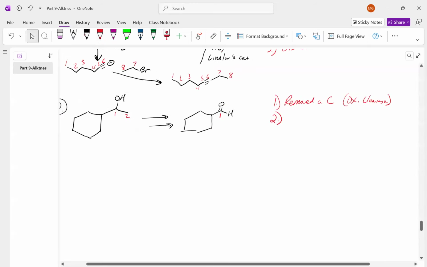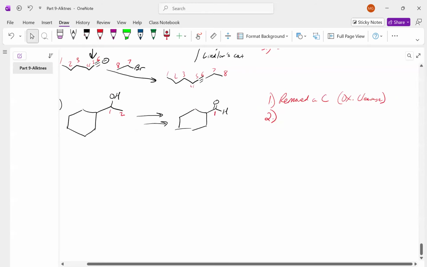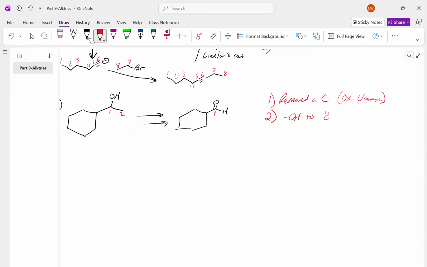The second question we ask ourselves: was there a change in functional group? Notice on carbon number 1, there's still an oxygen, so I didn't move anything, but I did convert an alcohol to an aldehyde. And number 3, do I need to worry about stereochemistry or regiochemistry? Well, my product isn't chiral, so no stereochemistry. And it looks like everything happened on carbon number 1, so there's no regiochemistry.